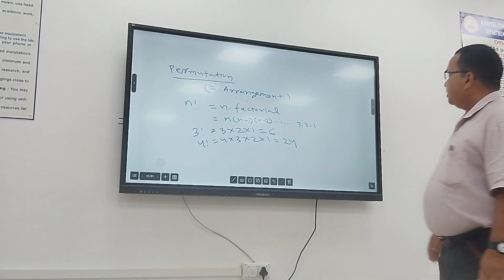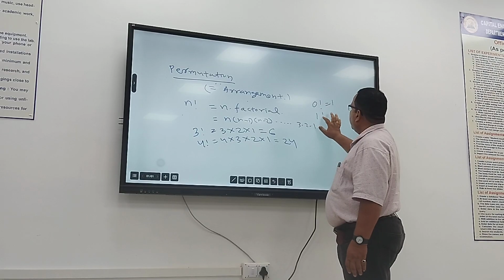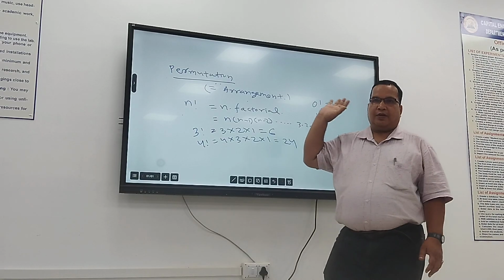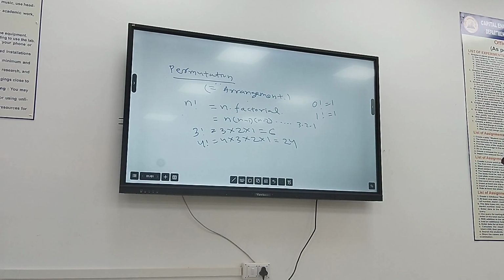Okay. And it is defined that 0 factorial is 1, and 1 factorial is 1. How is it possible? Can we prove this? No, because a definition has no proof. Who invented this? A mathematician. He says that 0 factorial is 1, 1 factorial is 1. It is defined, and on the basis of that we calculate.